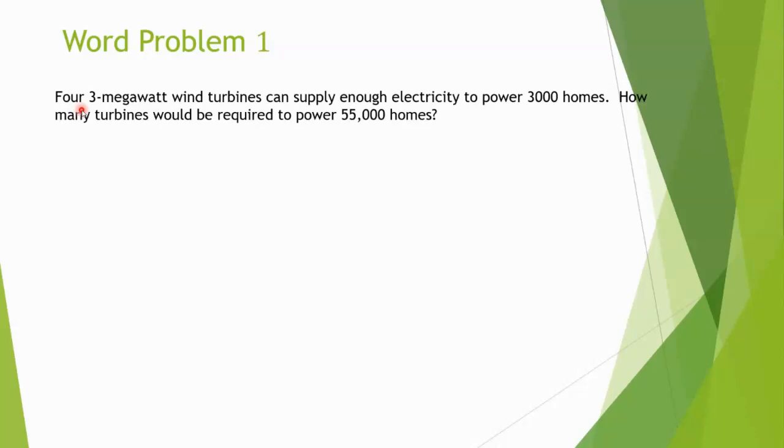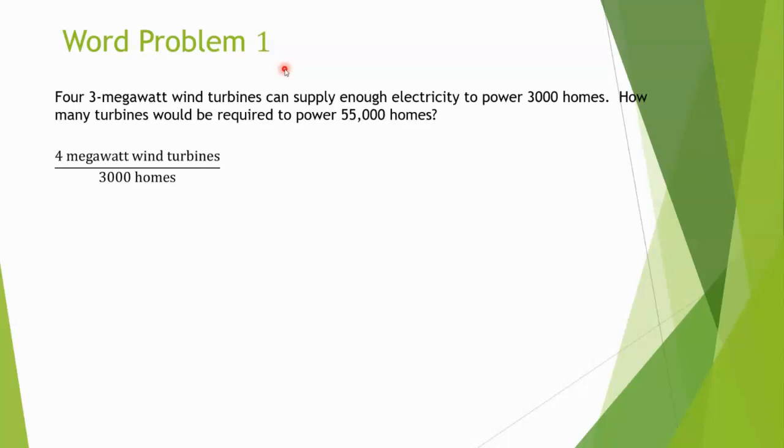but they're able to supply enough electricity to 3,000 homes. Okay. So now the question is, how many turbines are needed to power 55,000 homes? So we have this word problem. Okay, so we do have some kind of rate here, don't we? The 4-megawatt turbines and 3,000 homes, right? So we can form a rate from that. You just divide.